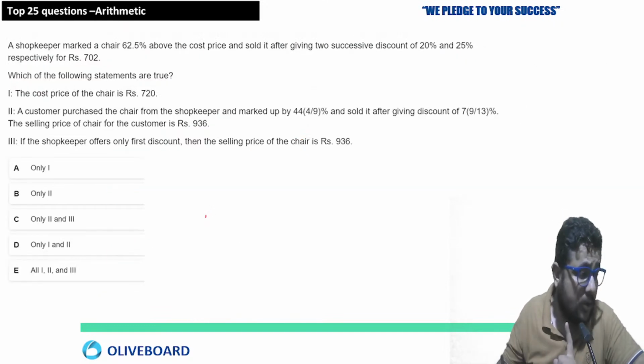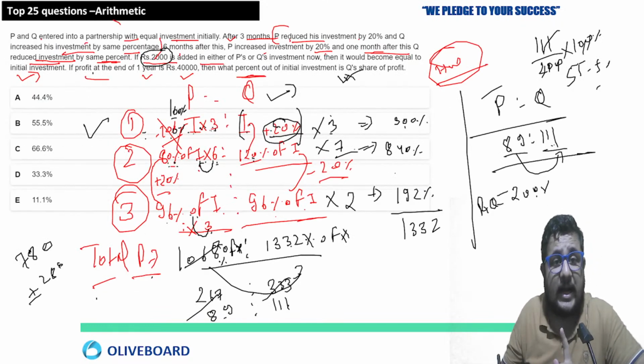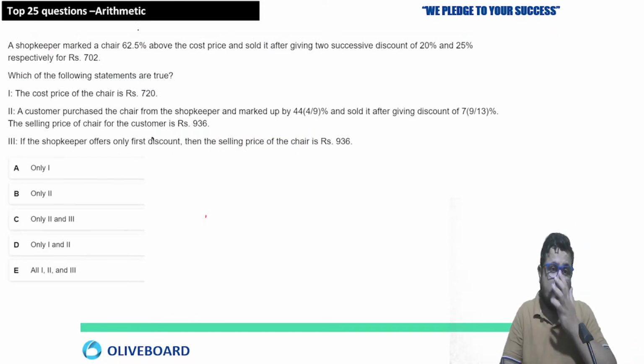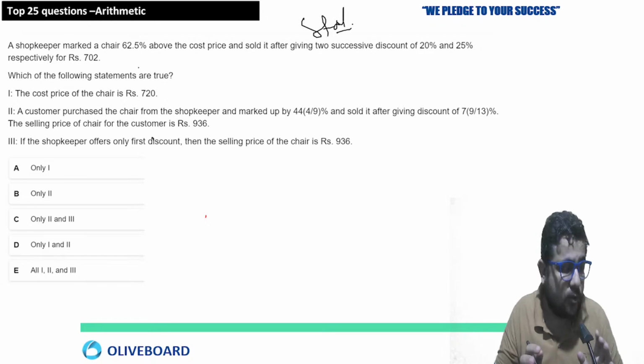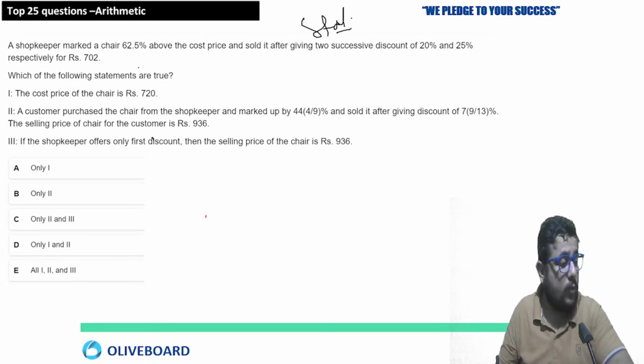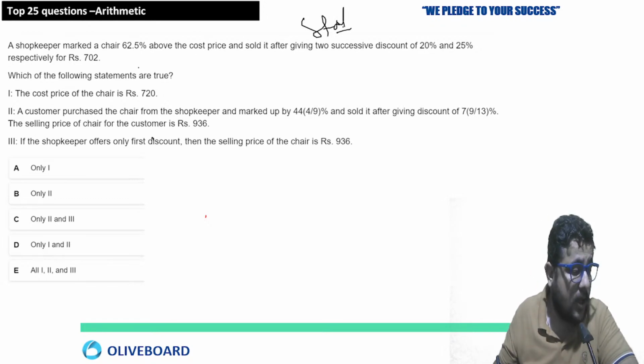They were talking about the P, right? And they asked what percent out of initial investment is Q share. So Q share is more. Now just go for the next question. A shopkeeper marks the chair. So statement verification, as I said, now we are going to do. So be active. What about others? Nitish, is this clear now?